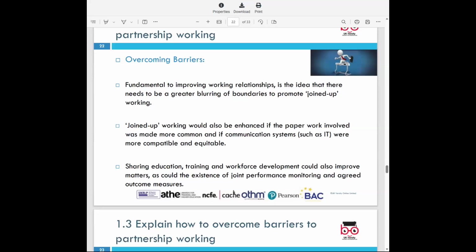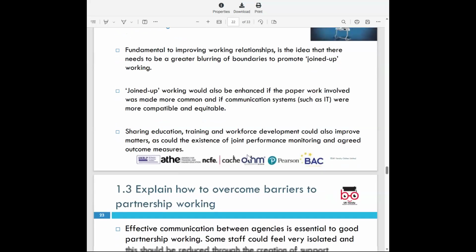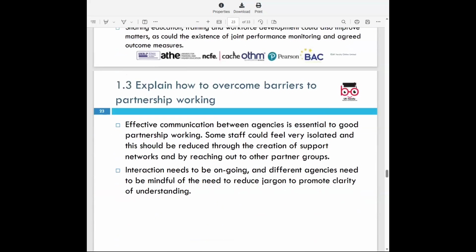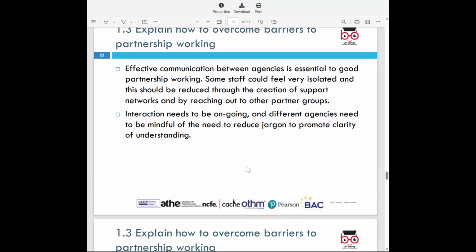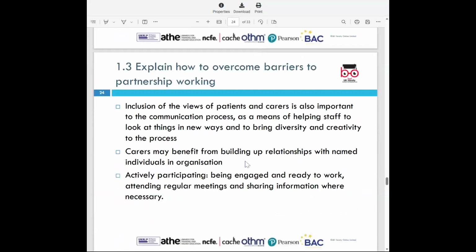So to try and overcome these barriers is having this working relationship, making sure you're sharing education, you're sharing training and improving your service. And overcoming these barriers, again, like we said, effective communication is a really essential part of it. Staff feel isolated if they don't have good communication. So communication is a key part of it. Sharing things, trying to build things together, working with different agencies.